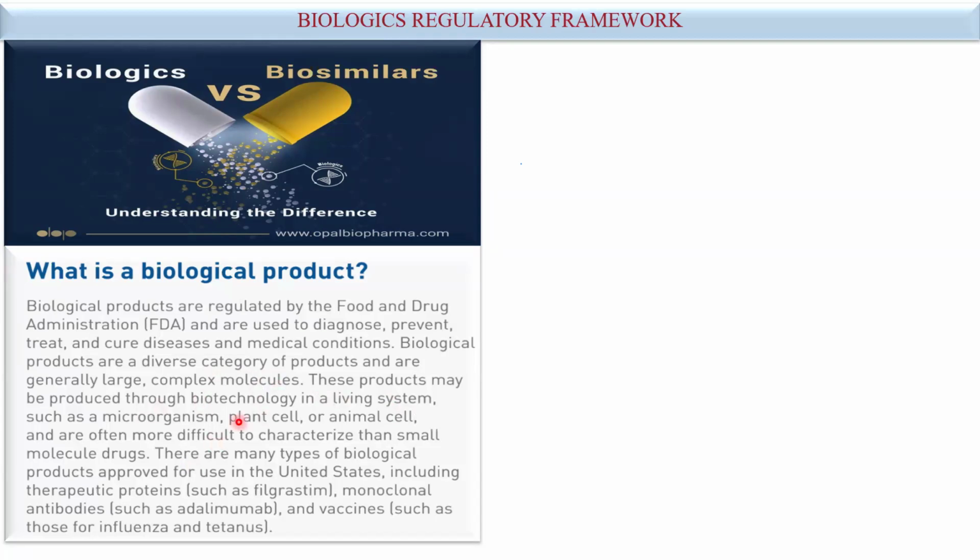Such microorganisms, plant cells, or animal cells are often more difficult to characterize than small molecule drugs. There are many types of biological products approved in the United States, including therapeutic proteins such as filgrastim, monoclonal antibodies such as adalimumab, and vaccines such as those for influenza and tetanus. There are many kinds of products. I'll show how many products have so far been approved in the US market.